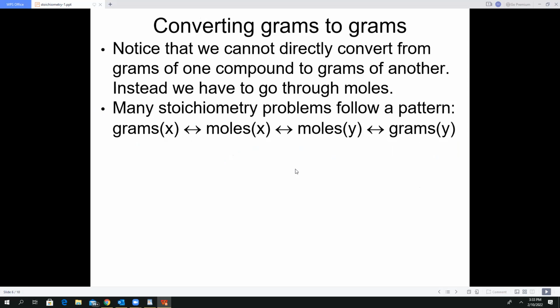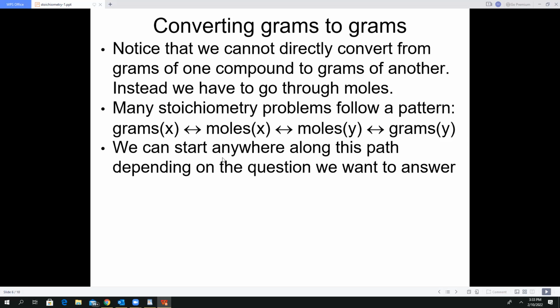And we don't always start with grams of X. We could start with moles of X, like we did in one of those problems. And we don't always go to grams of Y either. We can stop at moles of Y depending on what they're asking us. But the pattern here, wherever you need to begin, you can, and whenever you need to end, you can also. So it doesn't have to go all the way across.